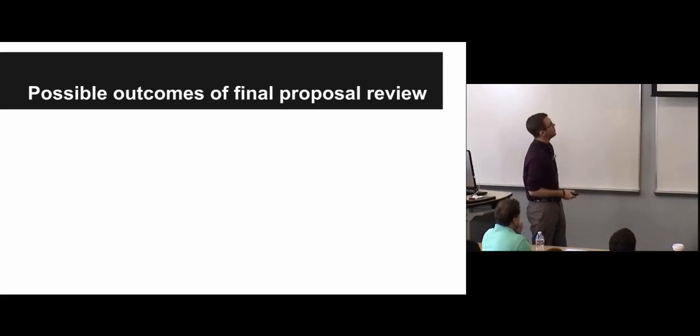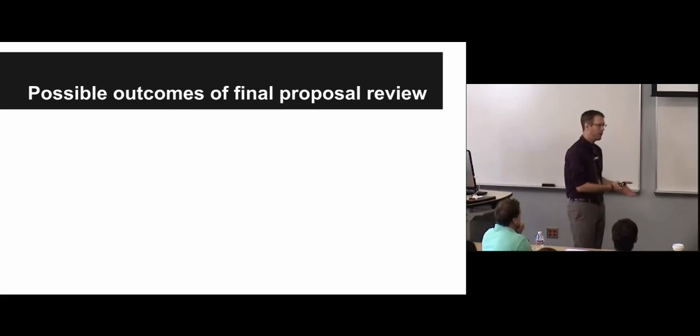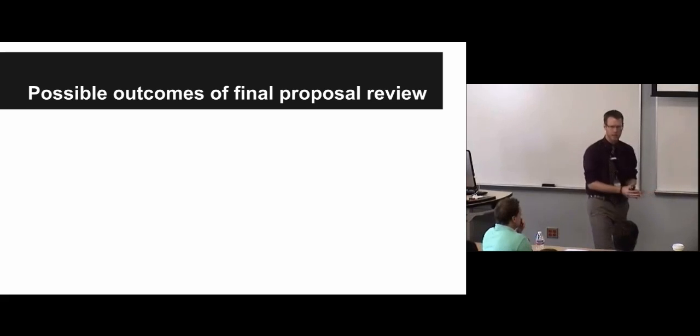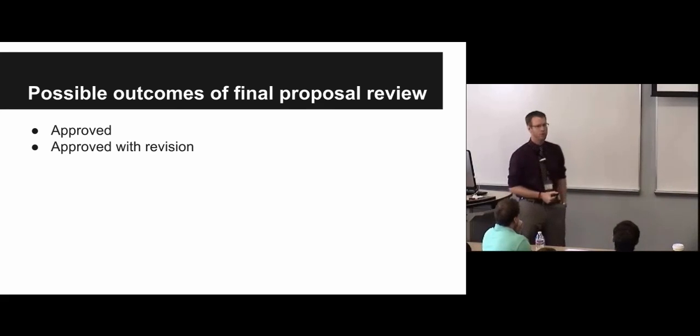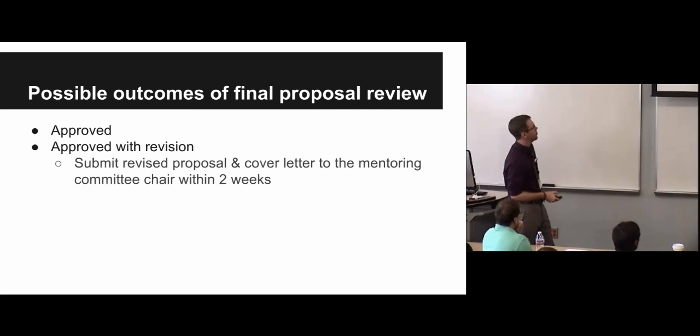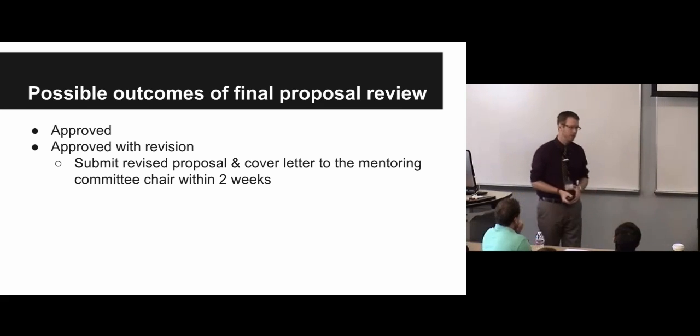Okay. So the final proposal review could have the following consequences. This is now the preliminary, you got the go-ahead from the advisor, and now you're developing and fleshing out the detailed final. So approved, that's what you all want. We want that final to be approved. There could be approved with revision. Welcome to science. This happens to all of us producing any kind of document. There could be some revision that needs to be made. You'll be submitting the revised proposal, of course, and a cover letter to the mentoring committee chair within 2 weeks. This is basically a cover letter explaining the revisions that were made and what you've done to address the comments of your reviewers, which would be your academic advisor.